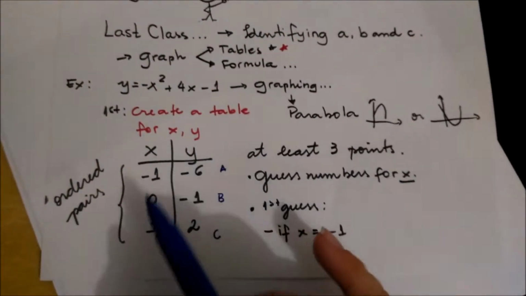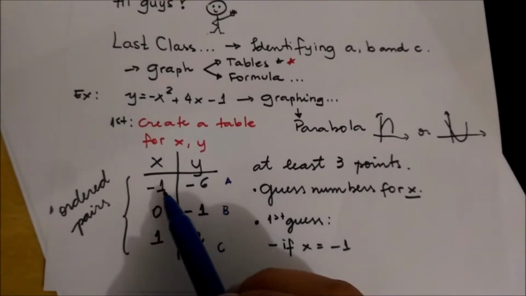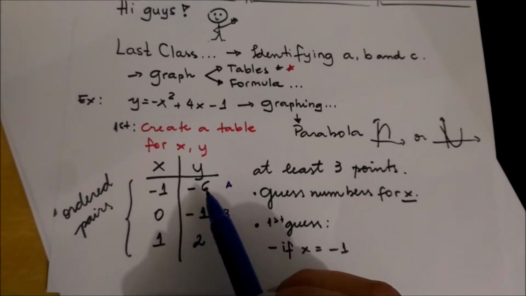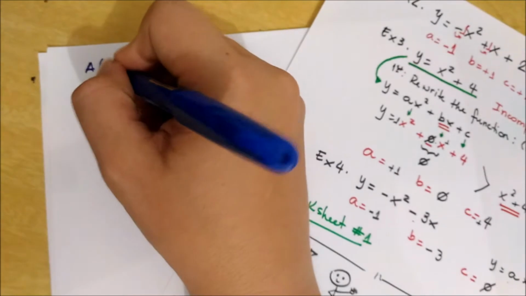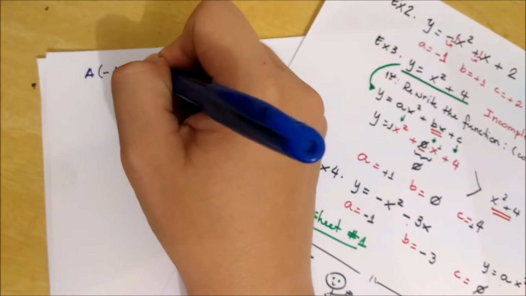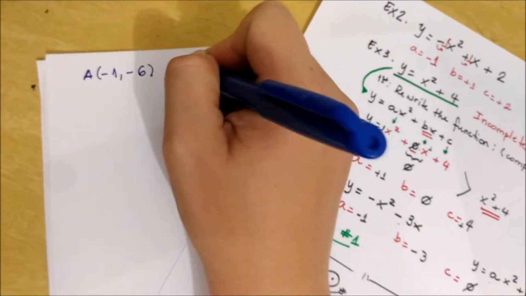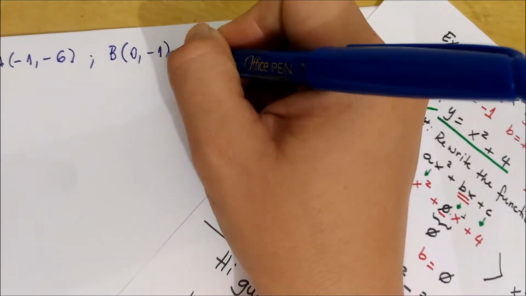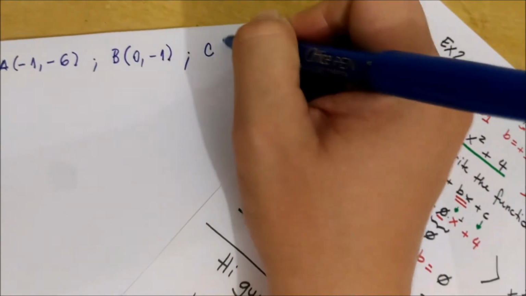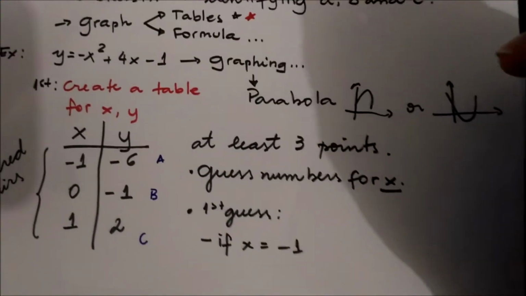So from my table, I know that point A is going to be -1 in x and -6 in y. So I know that B is 0 and -1. And C, 1 and 2.